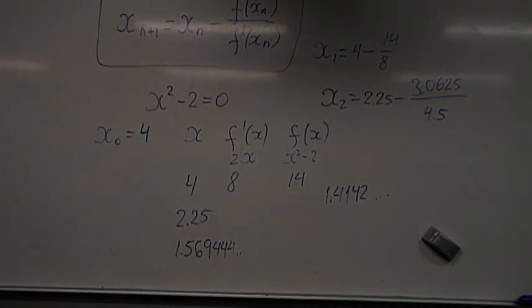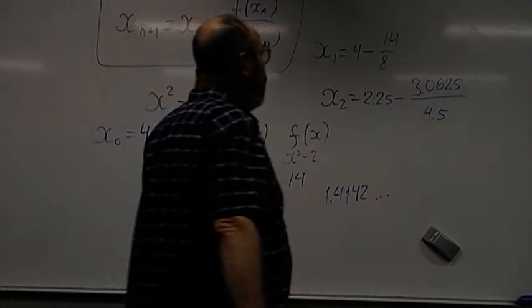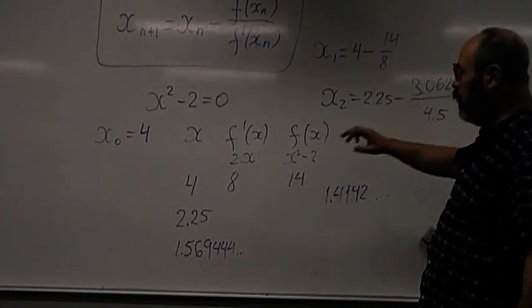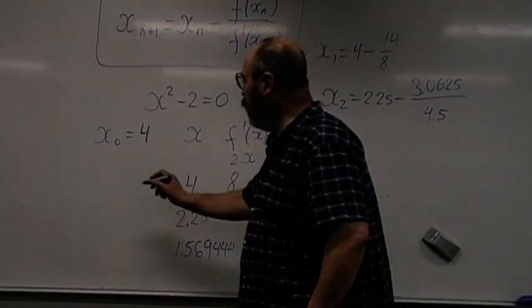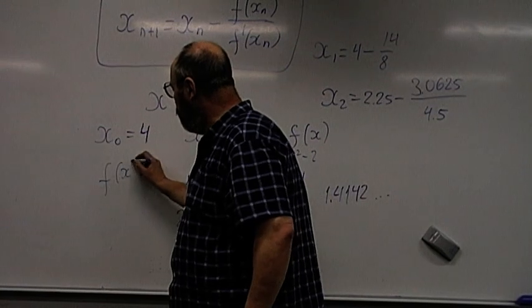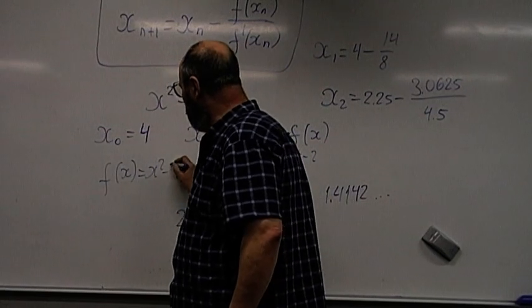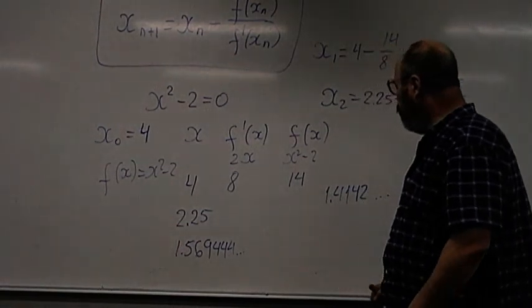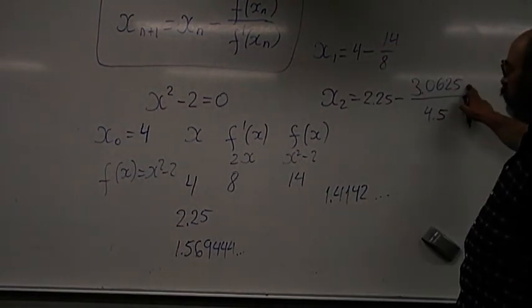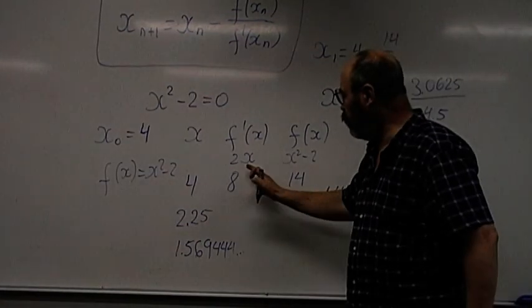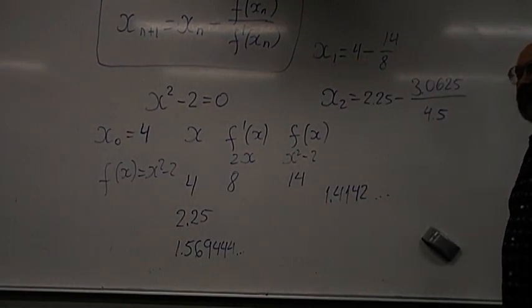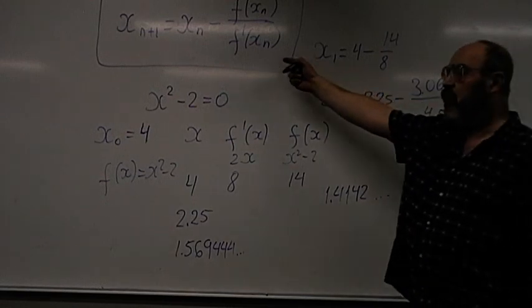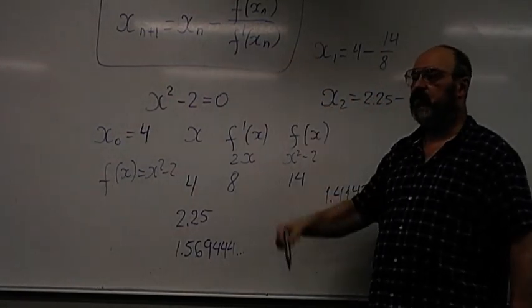Wait, why did you do 4.5 over 4.5 for the second one? Because the value of the function when x equals 2.25, if you substitute into f of x equals x squared minus 2, will be this. If you substitute 2.25 into 2x, you will get 4.5. So 2x, just substituting into this formula. Is the next one 1.4?